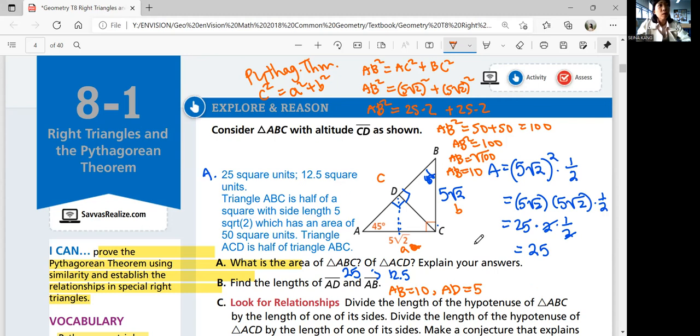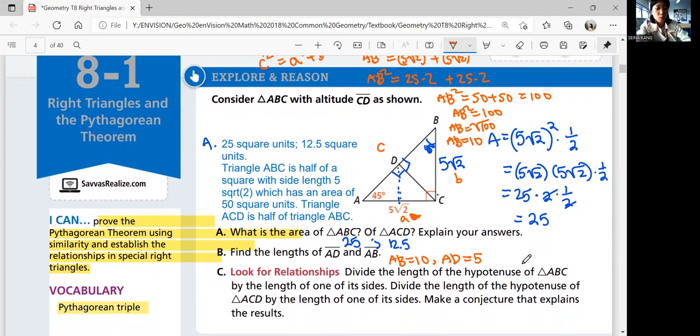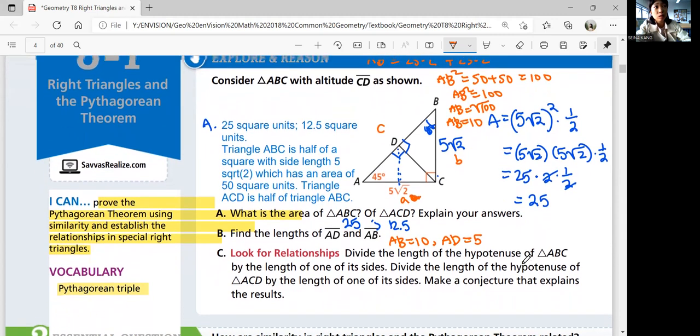All right, what about part C? Look for relationships. Divide the length of the hypotenuse of ABC by the length of one of its sides. Divide the length of the hypotenuse of triangle ACD by the length of one of its sides. Make a conjecture that explains the results.